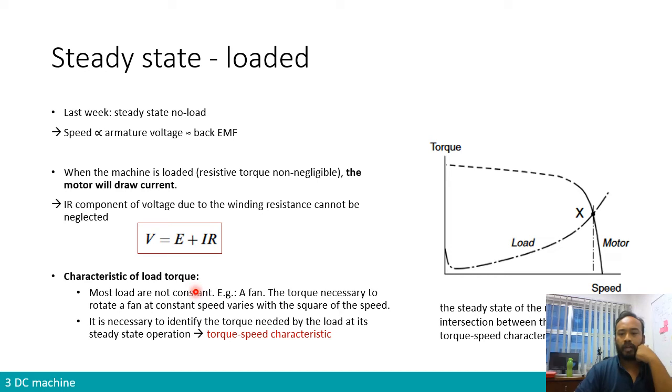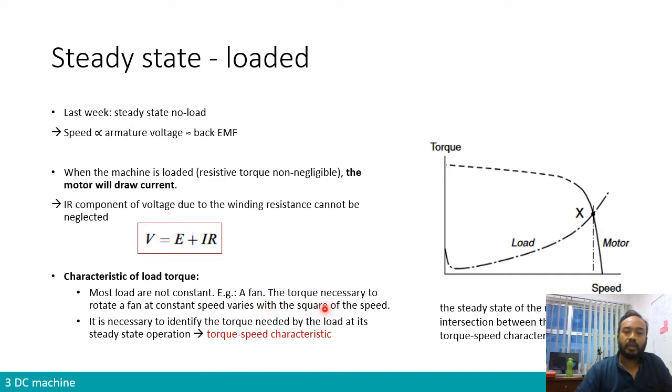In terms of load, usually we don't have a torque that is constant across speed. Usually the load torque in our usual applications is not constant. For example, as I mentioned just now, a fan.